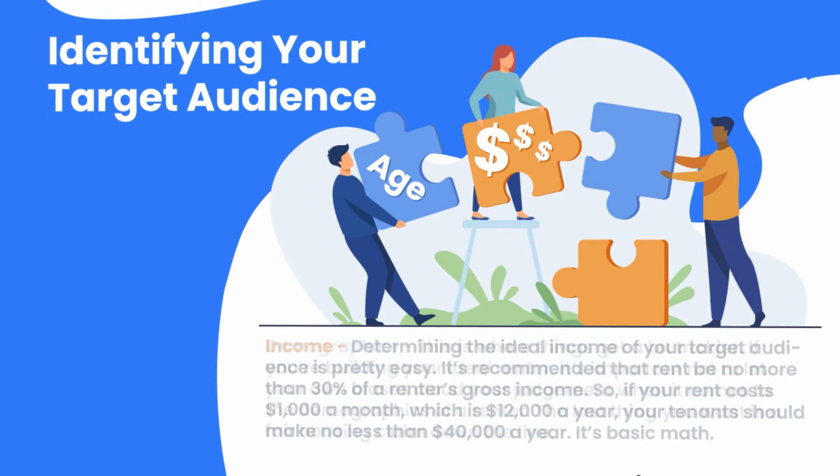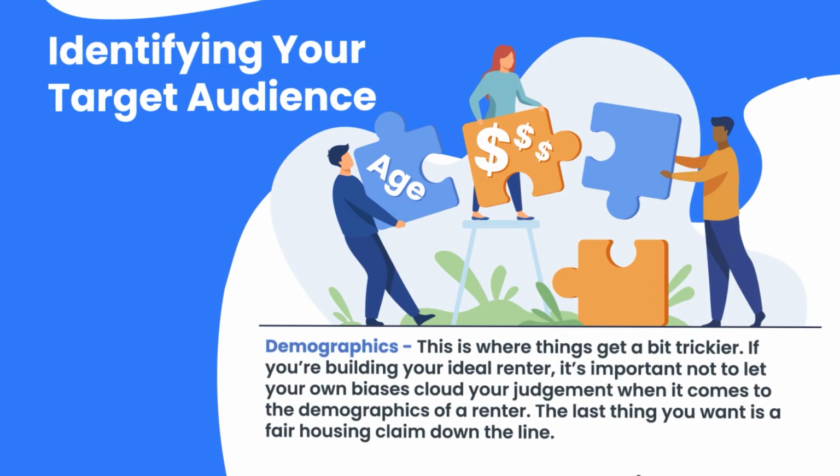Last but not least, the third is demographics. This is where things get a bit trickier. If you're building your ideal renter, it's important not to let your own biases cloud your judgment when it comes to the demographics of a renter. The last thing you want is a fair housing claim down the line. That being said, there are some demographics that are easier to outline. For example, if your property has a large outdoor area, you may choose to advertise to renters with pets. Your goal is to determine the demographics of renters who will be most interested in your property.